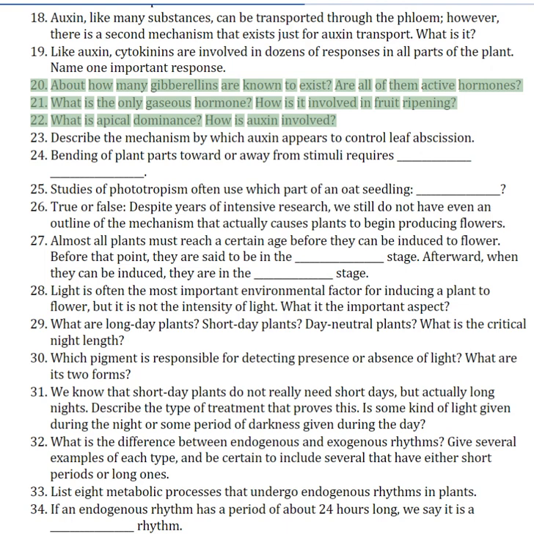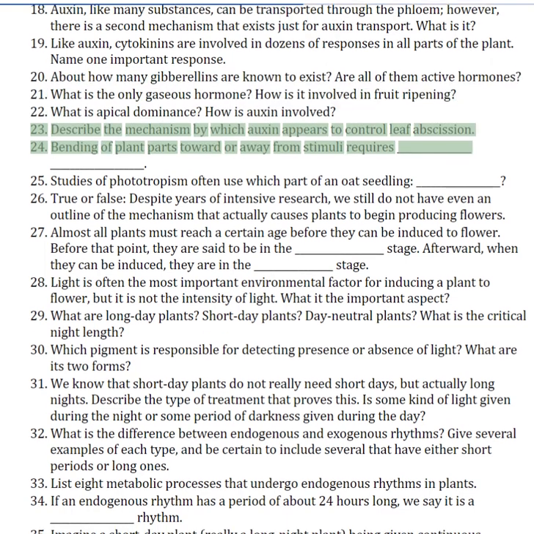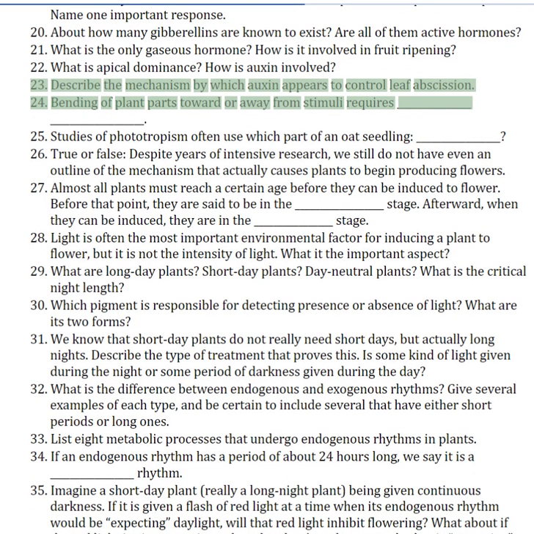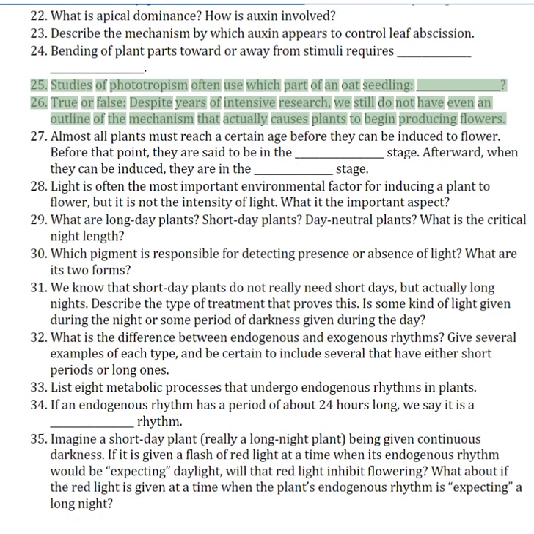22. What is apical dominance? How is auxin involved? 23. Describe the mechanism by which auxin appears to control leaf abscission. 24. Bending of plant parts toward or away from stimuli requires. 25. Studies of phototropism often use which part of an oat seedling?